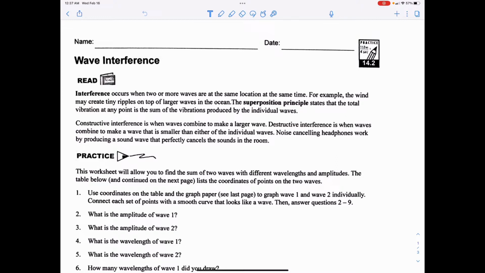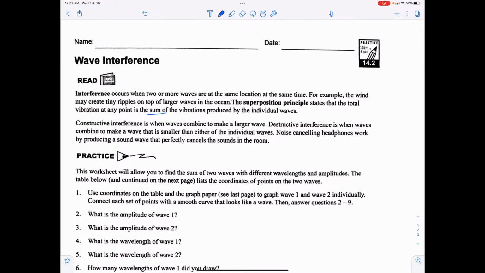Interference occurs when two or more waves are at the same location at the same time. For instance, wind may create tiny ripples on top of larger waves in the ocean. The superposition principle states that the total vibration at any point is the sum of the vibrations produced by the individual waves. In other words, we add the amplitudes.